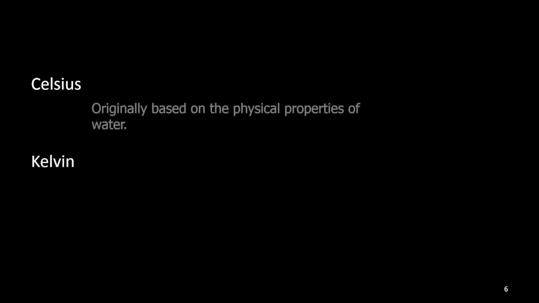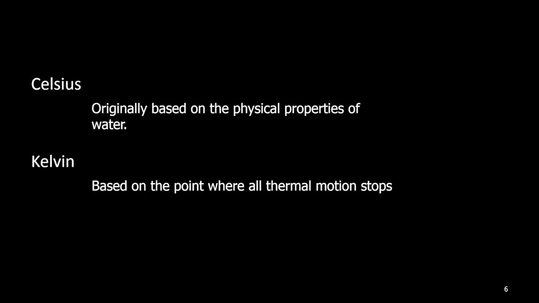There are two accepted temperature scales in science. There's Celsius and then there's Kelvin. The Celsius scale was originally based on the physical properties of water. 0 degrees Celsius is the freezing point of water, and 100 degrees is the boiling point. However, since 1954, the scale has been based on the triple point of a very pure type of water being 0 degrees Celsius and the absolute zero being negative 273.15 degrees Celsius. The other scale, Kelvin, is based on the point at which all thermal motion stops.